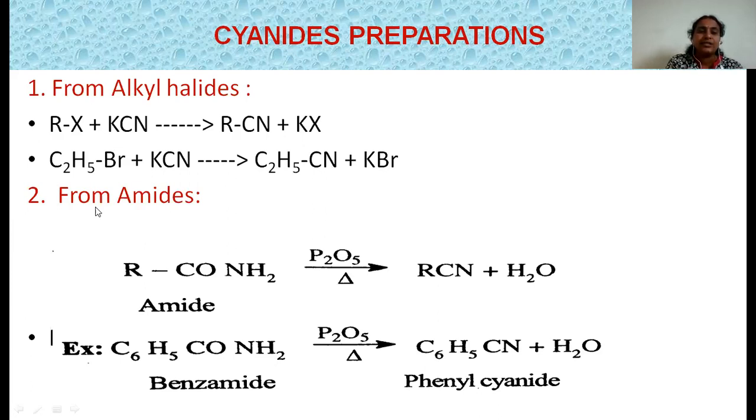And another preparation is from amides. The amide linkage is C=O NH2. When amides react with phosphorus pentoxide, which is the dehydrating agent, from the NH2 group and from the C=O oxygen, a water molecule is eliminated. So here it produces the cyanide.